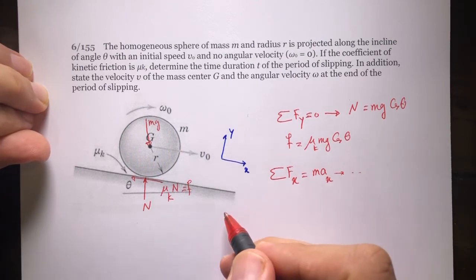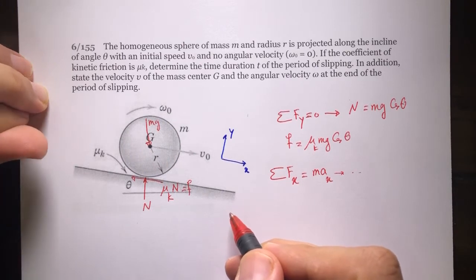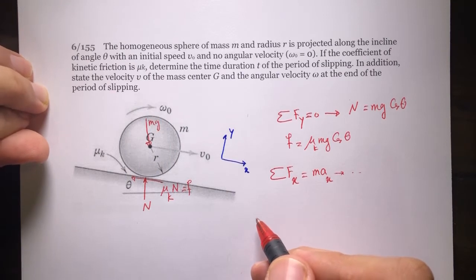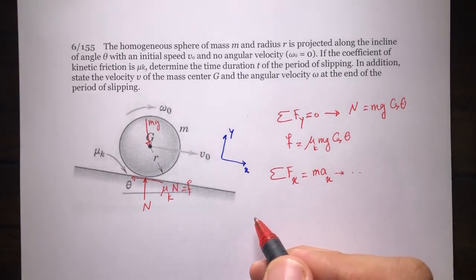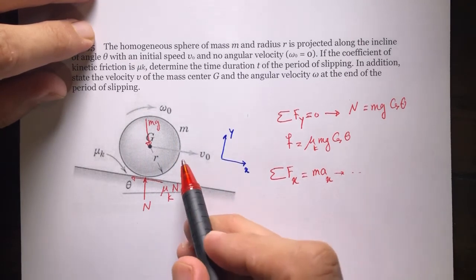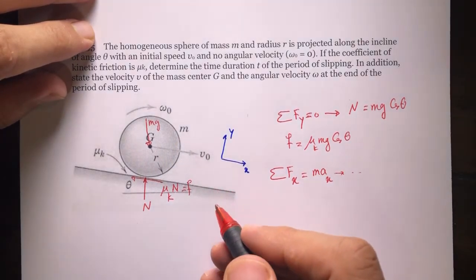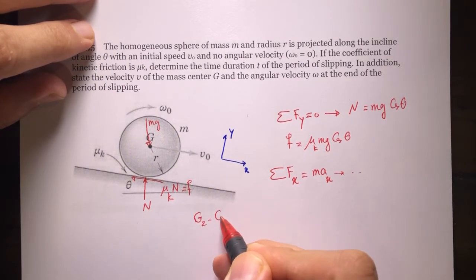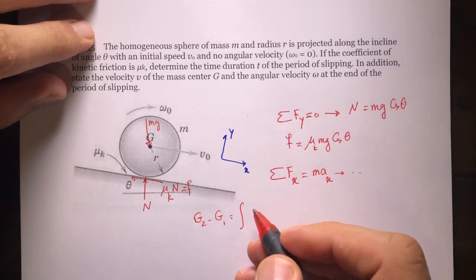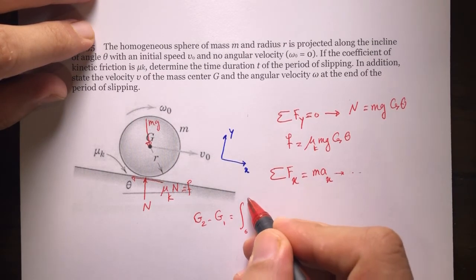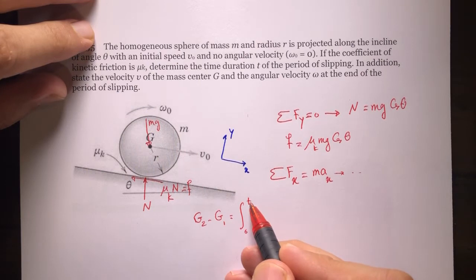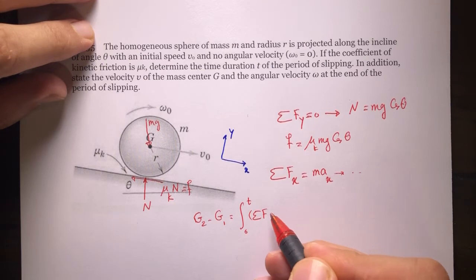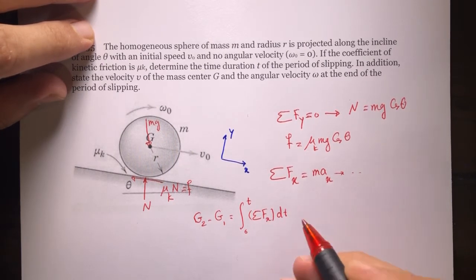We can say G2 minus G1 is equal to the integral of the sum of forces in the x direction over the time. That's another way to find the velocity after some time. So if I want to use that equation, I'm going to have G2 minus G1 is equal to the integral from 0 to any time. By 2 I mean time t, by 1 we mean time 0. Sum of the forces in the x direction dt.